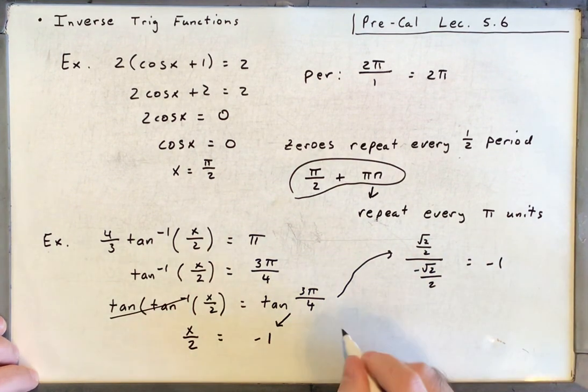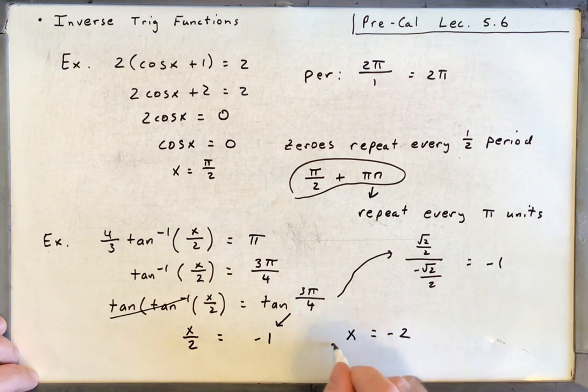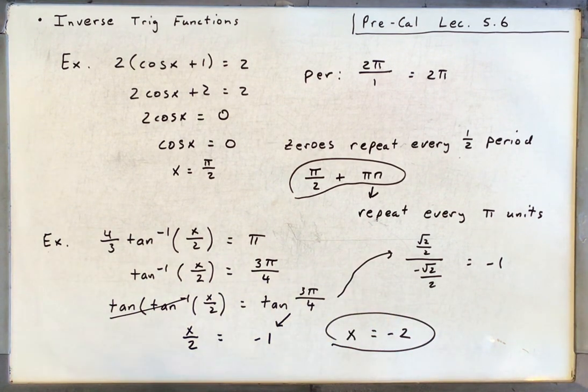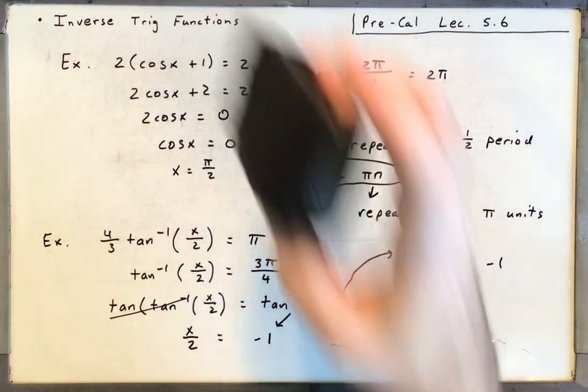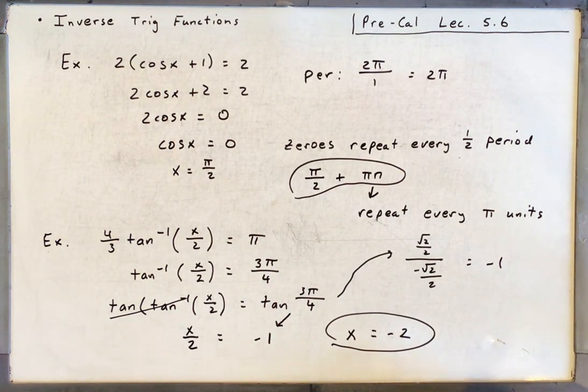Okay. So x, multiply both sides by 2. X is equal to negative 2. All right. So pause the video if you need to.